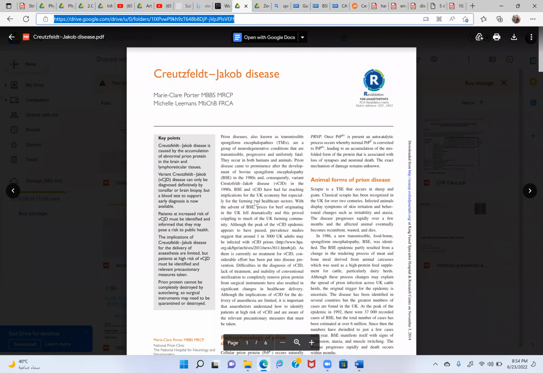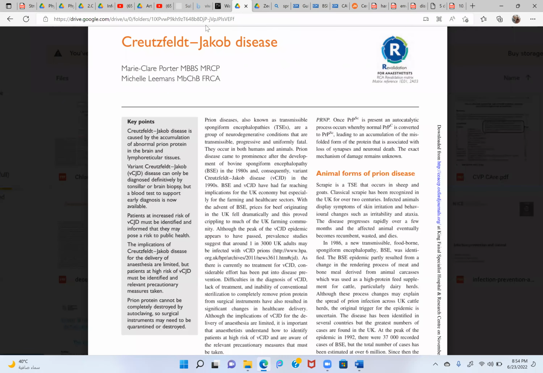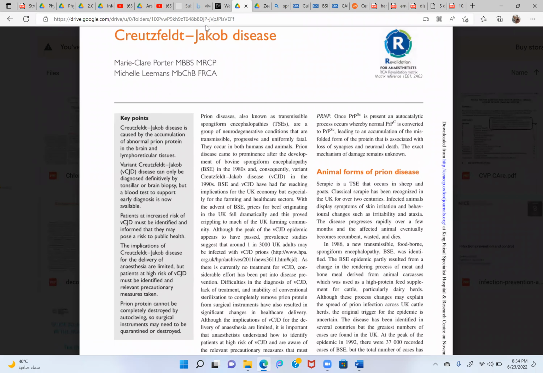Will these prions go away with disinfection only, or will sterilization be needed? Prion disease will not go away even with sterilization. You have to use disposable things, I think. Huh? Disposable should be used for prions, I think. Okay, so what is prion disease?